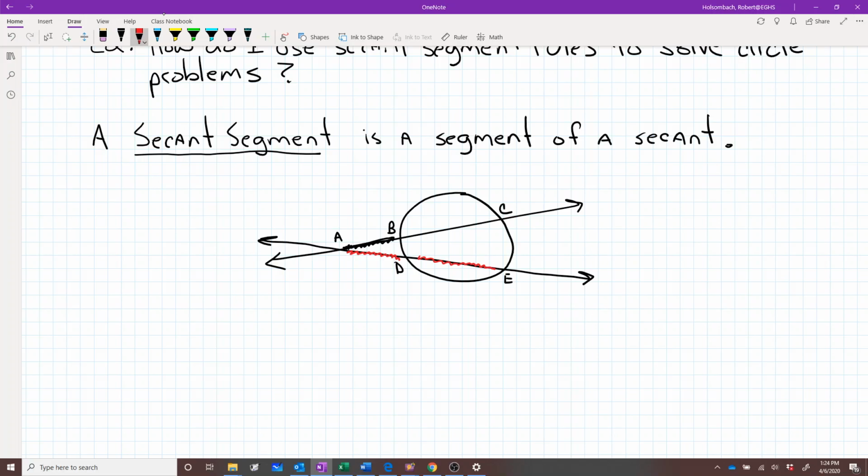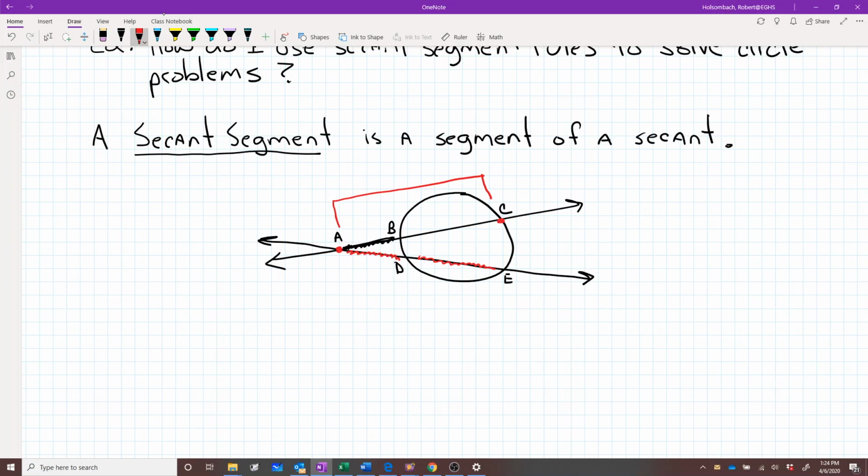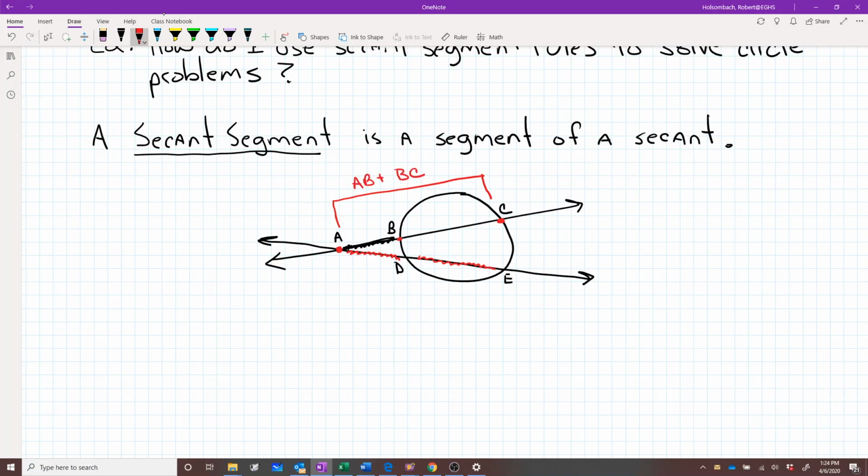Alright, so coming up in just a minute, keep in mind this segment right here. This segment from the point of intersection of the two segments to the other side of the circle, that segment length would be equal to AB plus BC. And this segment length would be equal to the length of segment AD plus the length of segment DE.